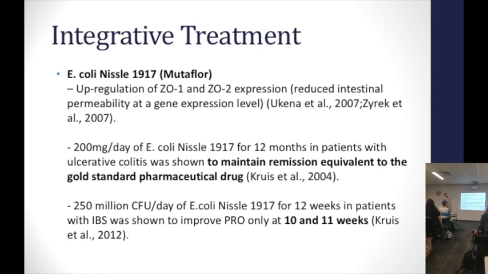Now, there isn't any direct research looking at this particular probiotic and intestinal permeability, but this study was very interesting. 200 milligrams for 12 months in patients with ulcerative colitis was shown to maintain remission equivalent to the gold standard pharmaceutical drug. E. coli Nissle 1917, as effective as pharmaceutical agents to maintain remission in ulcerative colitis. That's huge, mind-blowing. The other one down here was looking at improvement in patient-reported outcomes in IBS patients. I included this one because the results weren't significant until 10 and 11 weeks.